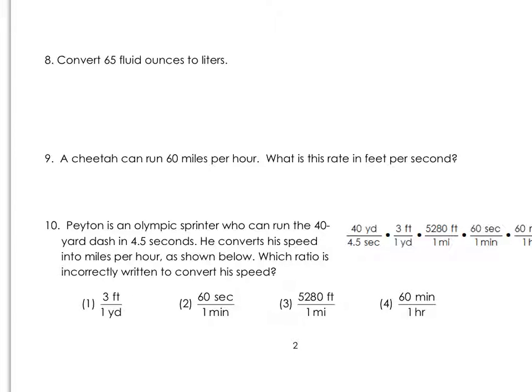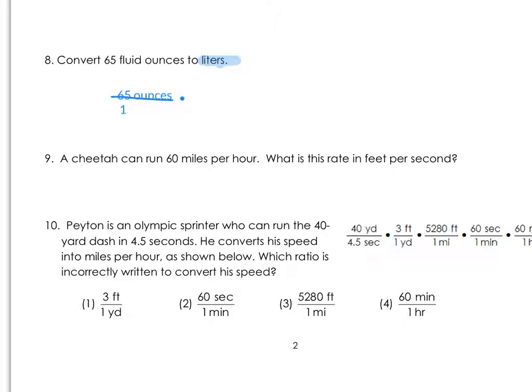Okay, and on this back page, I'm going to do 8, 9, and 10. So 8 says convert 65 fluid ounces to liters. So if I do that, I'm looking to end up with it as liters. So that's my end goal. And I'm starting off with 65 fluid ounces. So I have 65 ounces over 1. I want ounces to go away.